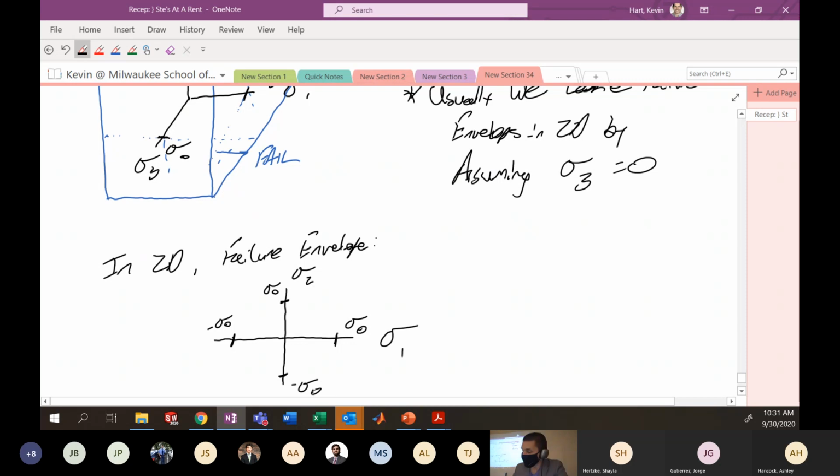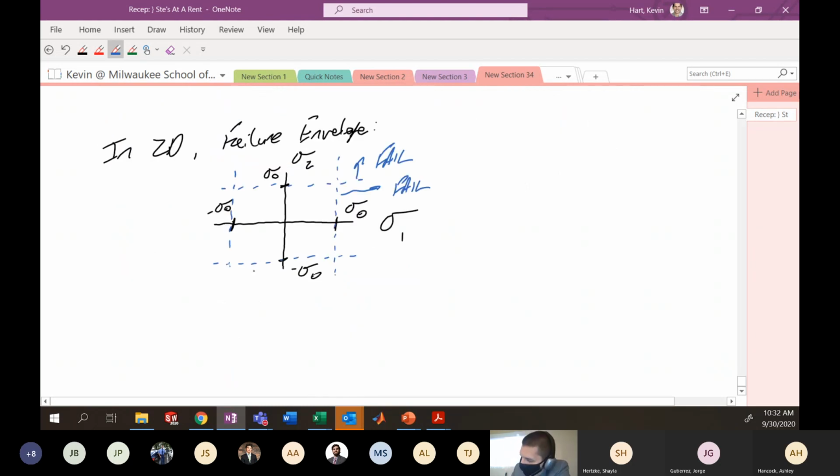And the idea is if your stress state exceeds any one of those lines, you fail. So if sigma 2 is greater than sigma 0, you fail. If sigma 1 is greater than sigma 0, you fail. If sigma 2 is less than negative sigma 0, you fail. And if sigma 1 is less than negative sigma 0, you fail. This is the general idea of this particular failure criteria. So that leaves us with a safe space that looks like this square here.